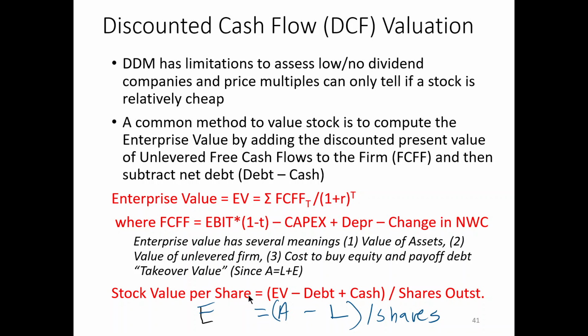So how we're going to do that is we're going to take the enterprise value, subtract debt, add cash if cash is not needed for operations, and then divide by the number of shares. You can think about this as equity equals assets minus liabilities. If we're calculating the value of assets, we can just subtract off liabilities to get equity. So that's what we're doing.